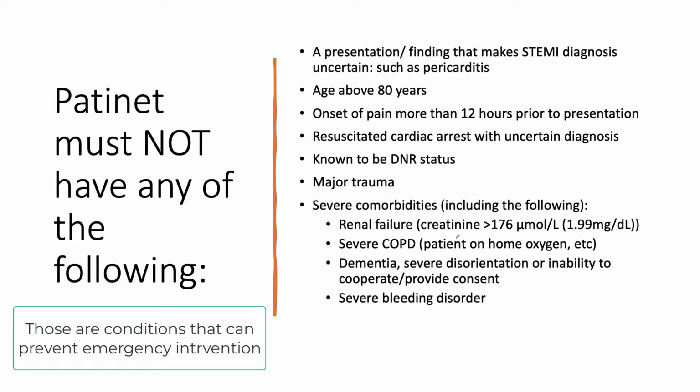Someone with a major trauma, again, because of the risk of contusions and type 2 MI. Severe comorbidities, including renal failure within those parameters, more than 176 micromole per liter creatinine, or severe COPD, with someone who's on home oxygen. Dementia, because that probably confounds your diagnosis; severe disorientation, ability to cooperate or provide consent, and also that means the functional status and the expected outcome of the patient. And severe bleeding disorder. In those cases, involve someone more senior, and you want to make sure that you're following the best ethical standard.